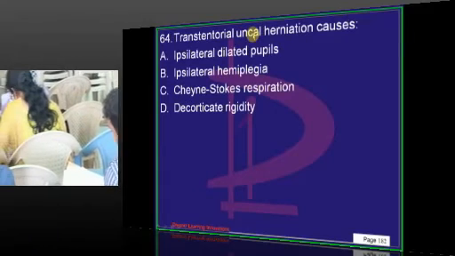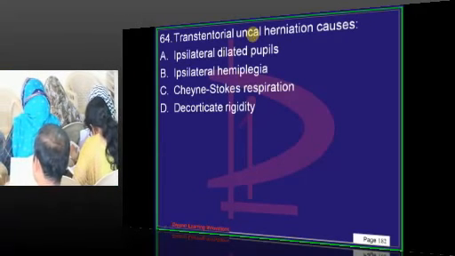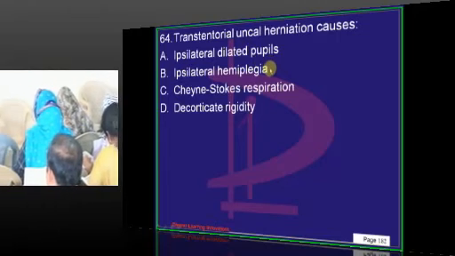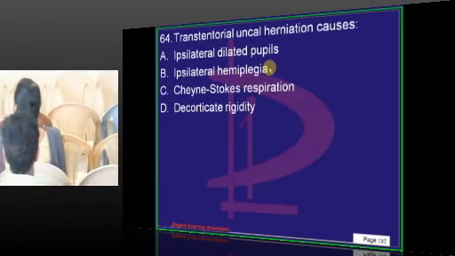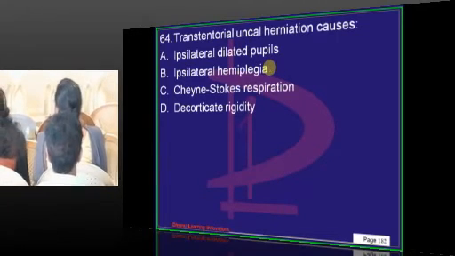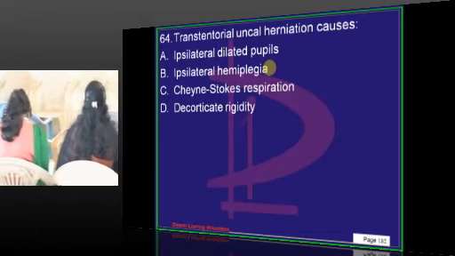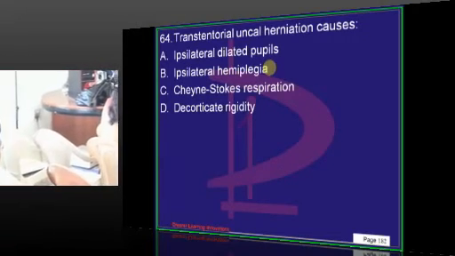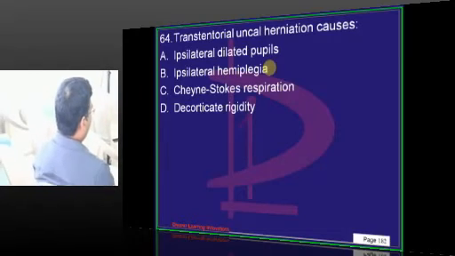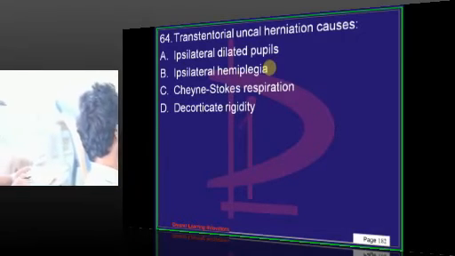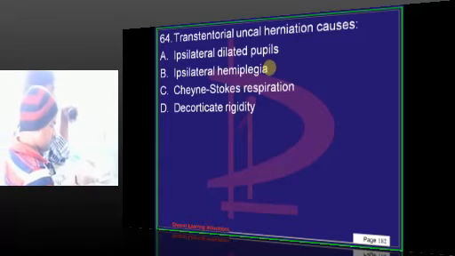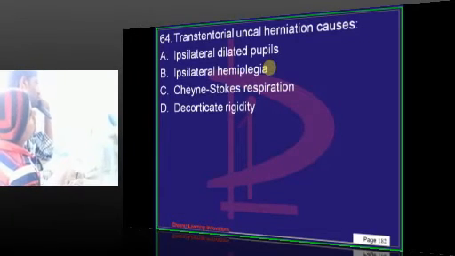Transtentorial uncal herniation, what do you see, doctor? D, sir. You thought ipsilateral dilated pupil? That is called false localizing signs. With transtentorial herniation, the oculomotor nerve is involved. It will hold the tentorium and use its leg to push the opposite side oculomotor, which leads to development of a contralateral dilated pupil. False localizing sign.